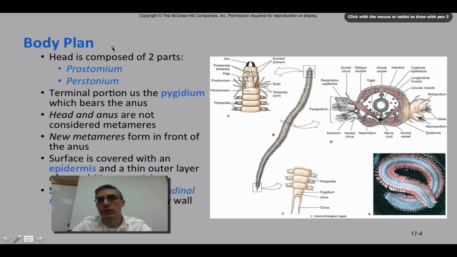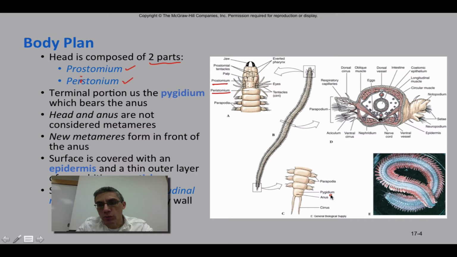So the body plan of these segmented worms is pretty unique. The head itself is composed of two parts. It's going to be composed of a part called the prostomium, and the second part is going to be called the peristomium. And if you look on the right here, we have an example of a marine worm, and the prostomium is going to be this part right here, and the peristomium is going to be the first segment right behind the head. And the terminal portion is going to be what we call the pygidium, and this is going to bear the anus of the animal.